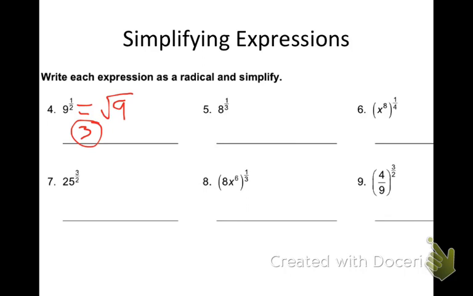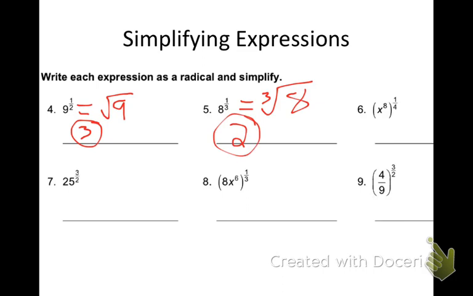Number 5, 8 to the 1/3 power. What is the same thing as 8 to the 1/3 power? That's the same thing as the cube root of 8. Nice job. Again, that denominator is what goes as my root number there. So I have to get the cube root of 8, and the cube root of 8 is what, Sean? 2. Thank you. 2 times 2 times 2 is in fact 8.